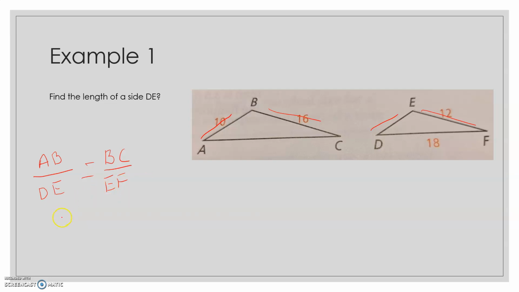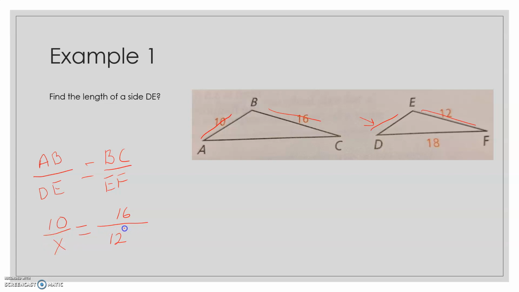Now we can fill in some of those values. We know the value of side AB, it's 10. We know the value of side BC, it's 16. We know the value of side EF, it's 12. What we're missing in this figure is side DE, this side right here. We don't know what it is, and just like anything else we don't know, we rewrite our unknown as a variable, so I'll fill in x there.